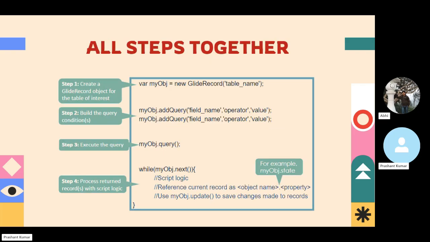So here we have written all steps together. Step 1, 2, 3, 4, right? So first, we have created an object. Second, we have created the condition. Third, we are querying the table. And fourth, we are executing, we are processing the data, whatever is returned as part of GlideRecord.